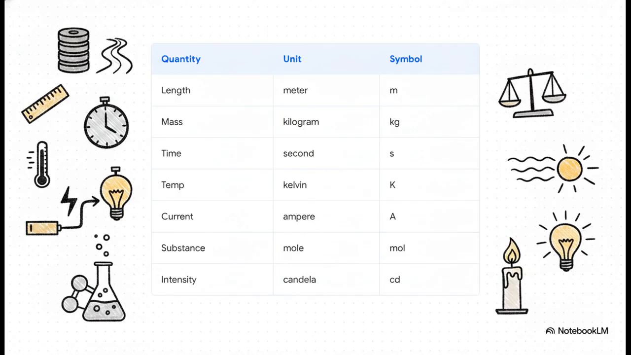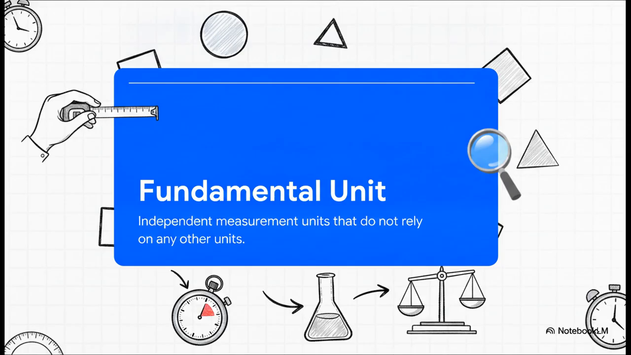We've got length measured in meters, mass in kilograms, time in seconds, temperature in Kelvin, luminous intensity in candelas, electric current in amperes, and the amount of substance in moles. Almost every single measurement you will ever take traces back to these core 7. Crazy, right? Let's define exactly what makes them so special. A fundamental unit is basically an independent measurement unit that doesn't rely on any other unit. They have their own completely standalone existence in the scientific world.